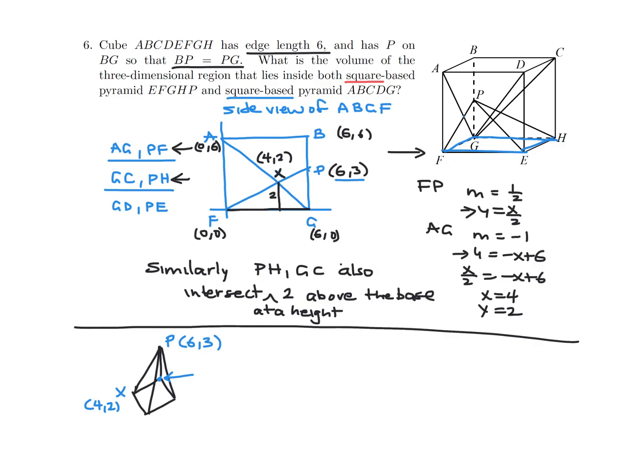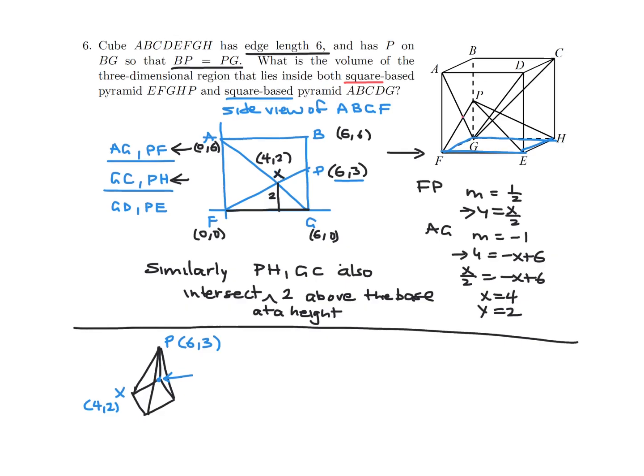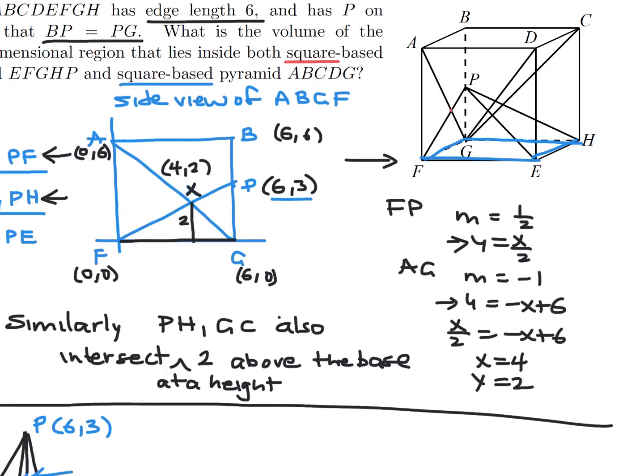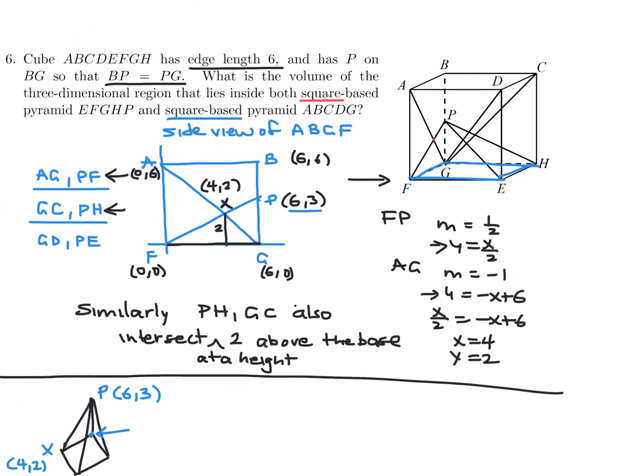Let me just see if I can draw this red dot here. That dot right there. And then the intersection point of GC and PH. So GC and PH is here. And then finally the intersection point of GD and PE. GD and PE. So here. So it's kind of like this. Like that. So do you see that? Hopefully that makes sense. That is a square base.